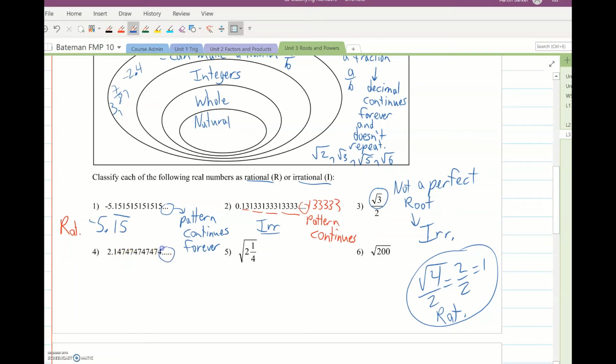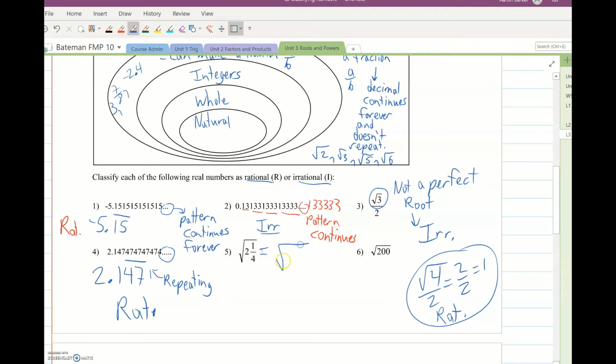Good. This one here, 2.4747, again it continues. So you can rewrite this as 2.47 with the repeat bar over the 4 and the 7. It is a rational number. It will make a fraction. I don't know what it is, but I know it'll make a fraction because the 4 and the 7 are repeating. So because it's repeating, it is rational.